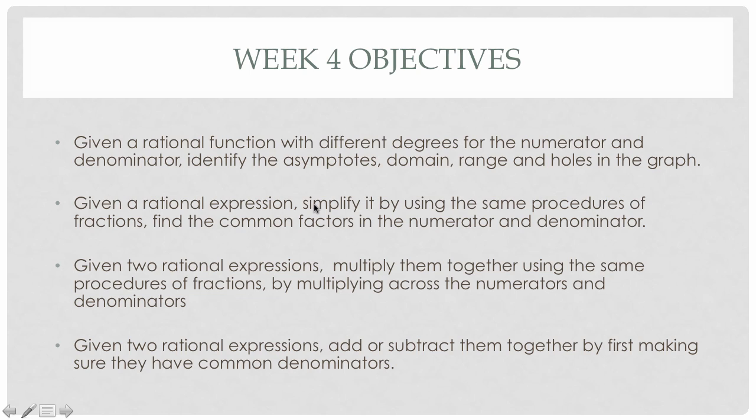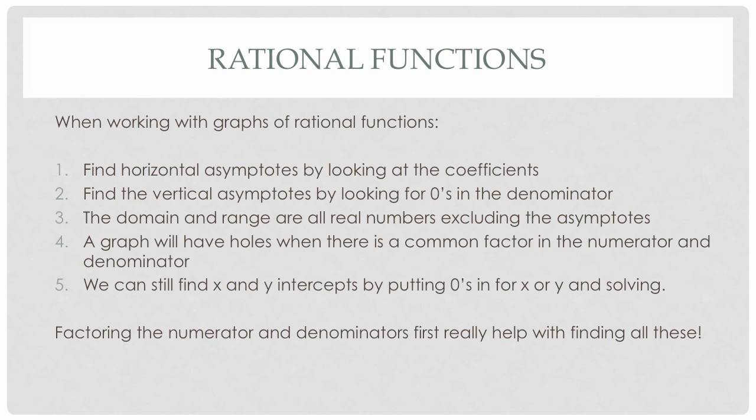If I give you a rational expression, can you simplify it using the same procedures of fractions? Find the common factors in both the numerator and denominator and divide them out. If I give you two rational expressions, can you multiply them using the same procedures with fractions by multiplying across the numerator and denominator? And then if I give you two rational expressions, can you add or subtract them by first making sure they have common denominators? So graphing, simplifying, multiply, divide, and add or subtract. Some basic stuff, only with rational functions, it gets a little bit more complicated.